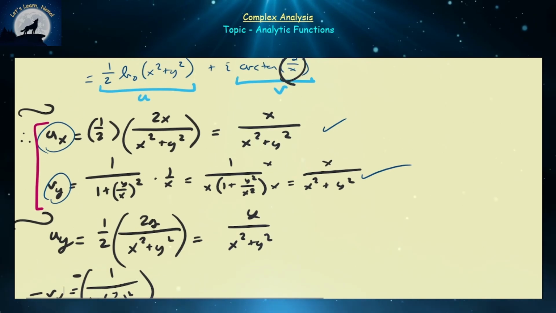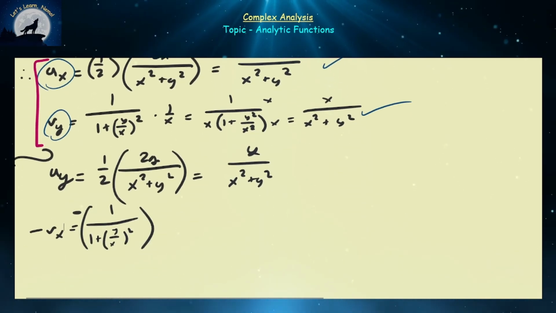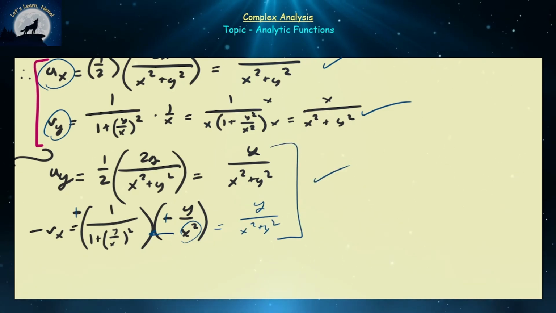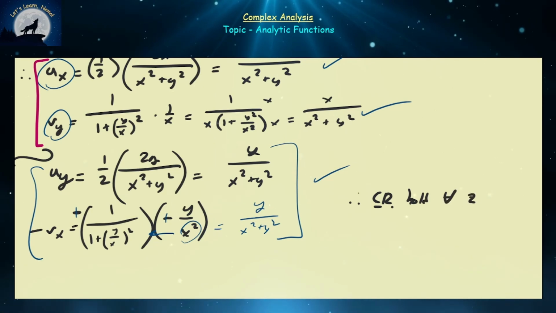So the derivative with respect to x is going to be equal to minus y all over x, the quantity squared, by the chain rule. And then what do we have? Our minus signs are going to cancel. That x squared is going to distribute in and cancel with the bottom, so that gives us y all over x squared plus y squared, which will match with that as well. So since u_x equals v_y and u_y equals minus v_x, that means the Cauchy-Riemann equations hold for all z in C.